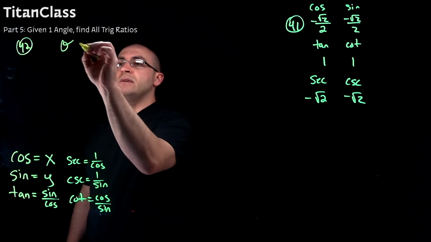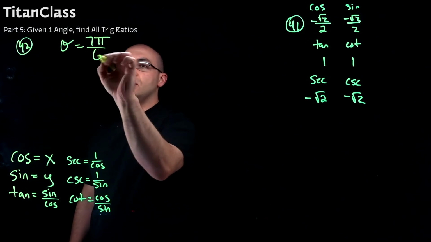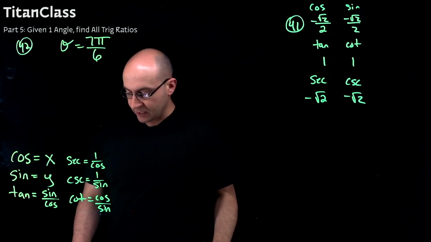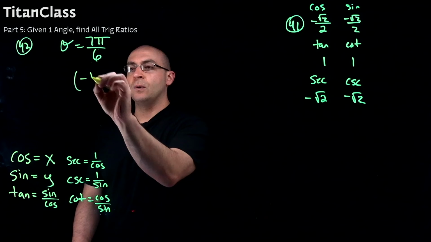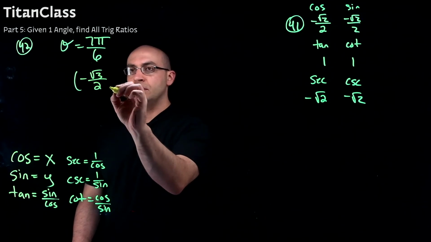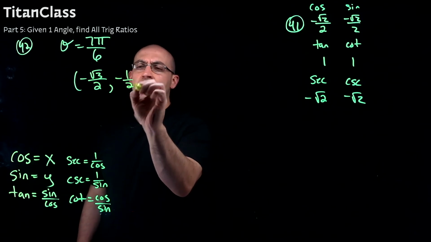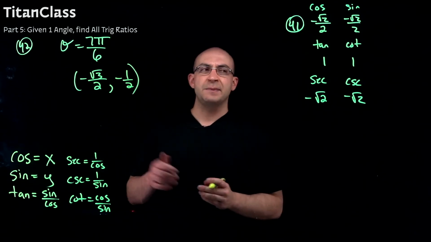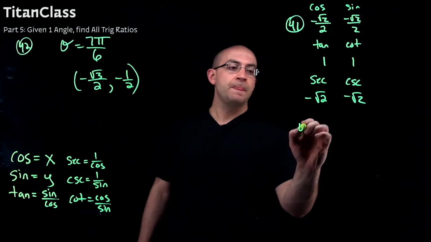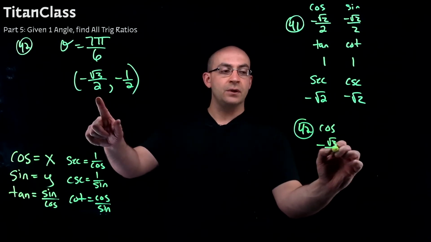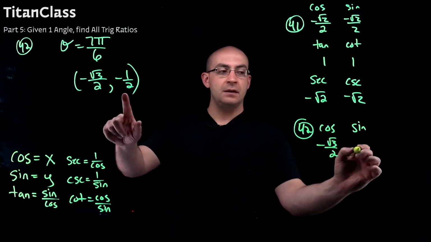42. Given theta is 7 pi over 6, find all trig values. Well, we want to know what 7 pi over 6 is. Well, 7 pi over 6 is 210 degrees, and the ordered pair is negative root 3 over 2 and negative 1/2. So we're still in quadrant 3. This one's going to be a little different because we can't just keep our values. Cosine, negative root 3 over 2. Sine, negative 1/2.